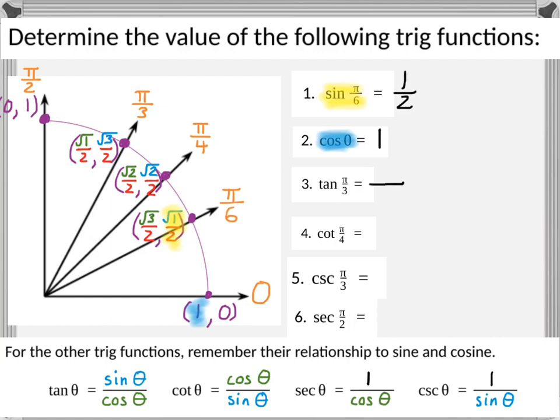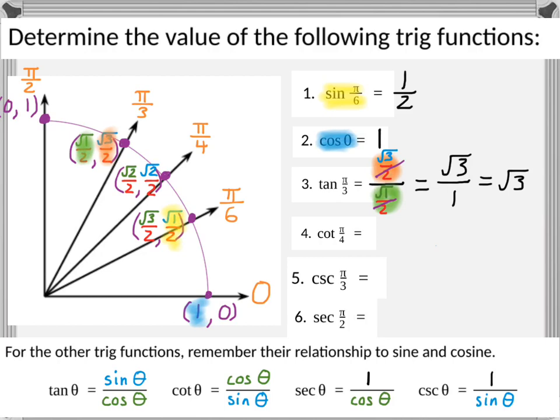So let's take tangent of pi over 3. It's going to be some fraction, a sine value divided by a cosine value. So I need to look at the pi over 3 ray. The sine value is going to be the numerator there. So that's the y coordinate of the point. Then the denominator will be the cosine, which is the x coordinate. Notice both of these values are over 2. That can cancel, and I end up with square root of 3 over 1, or just square root of 3. There, I found the tangent of pi over 3.